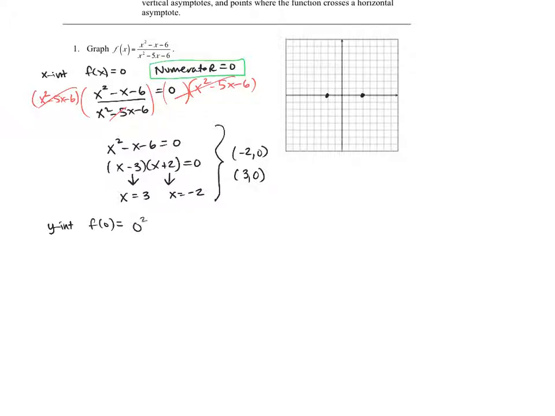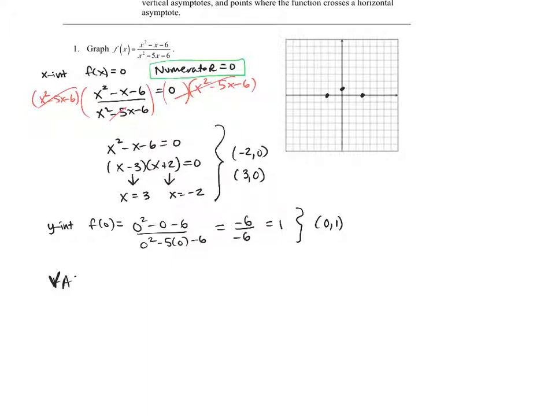Now we need to get our y-intercept, and that's when our function's input is 0. And we just get 0 squared minus 0 minus 6 all over 0 squared minus 5 times 0 minus 6. So all those x's are just 0, and that ends up being 1. So our y-intercept is (0, 1). And now we want to start looking at the asymptotes.